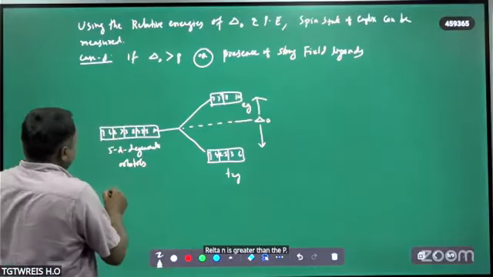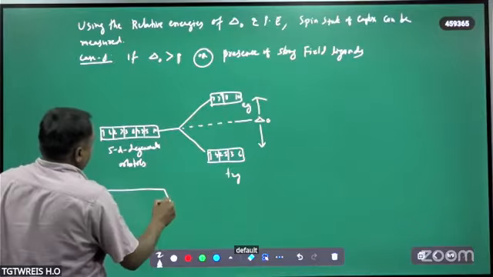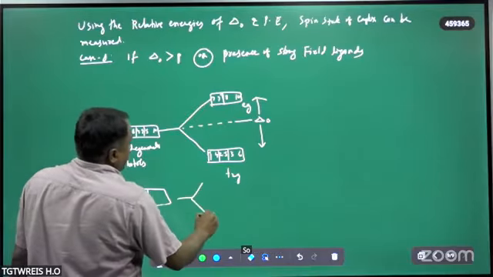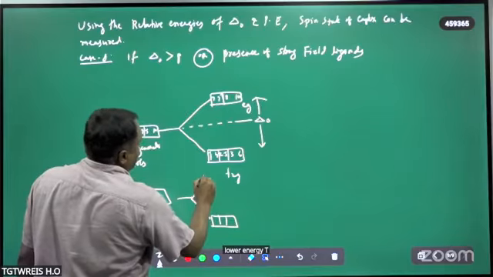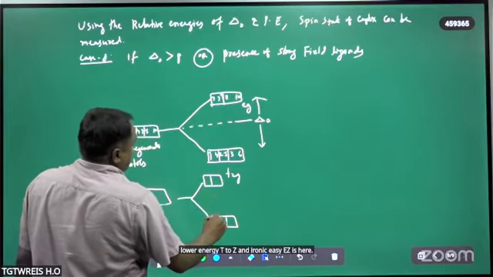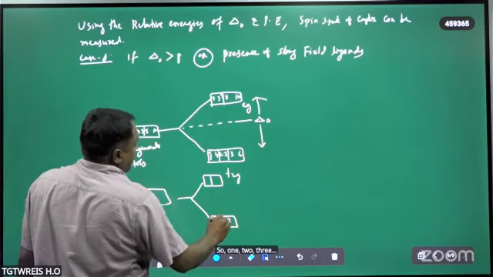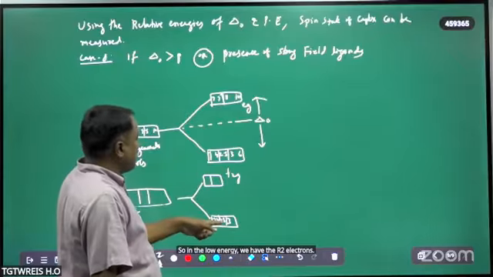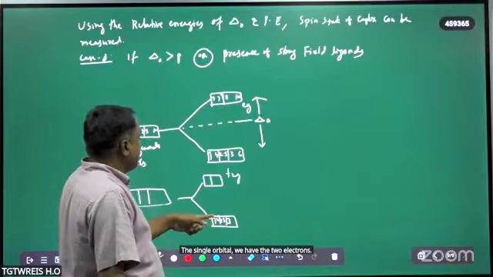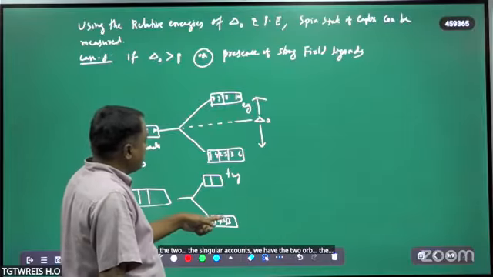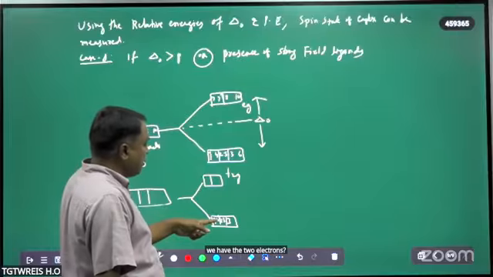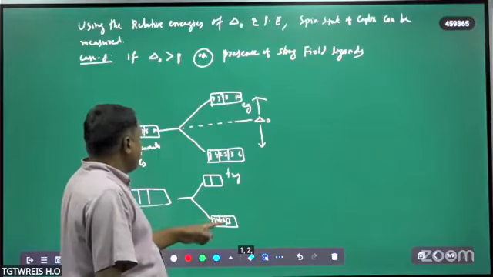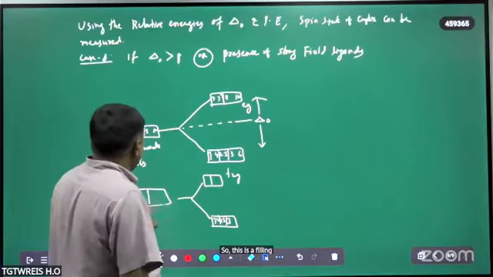For example, if you take d5, suppose there are 5 electrons in d5. These 5 electrons split into the lower energy t2g and the higher energy eg. So 1, 2, 3, this is the fourth one, this is the fifth one. In the lower energy we have 2 electrons in a single orbital, 2 electrons in a single orbital. How many are there now? Actually 1, 2, 3, 4, 5. So this is the filling of electrons in d5.